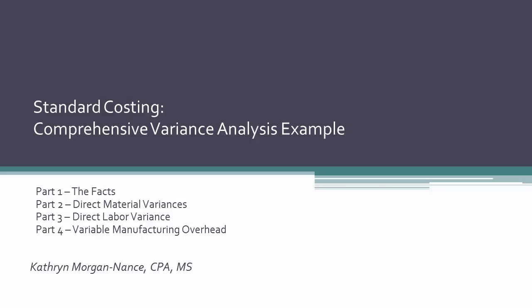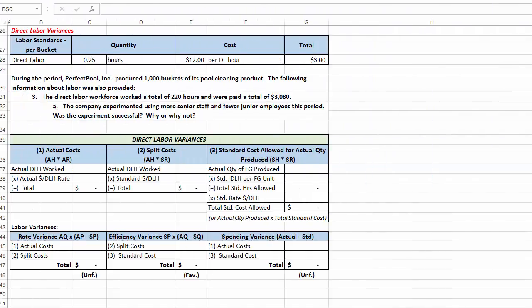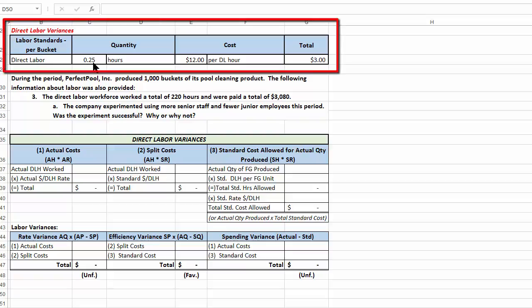We will be talking now about direct labor variances. Perfect Pool manufactures a pool cleaning product, and here we have their direct labor standard for 1 bucket of that particular product. So they expect to spend 1/4 of an hour at a direct labor rate of $12 per hour making the product, and that gives them a total direct labor standard cost of $3 per bucket of the product.